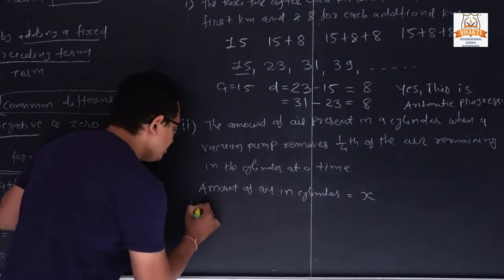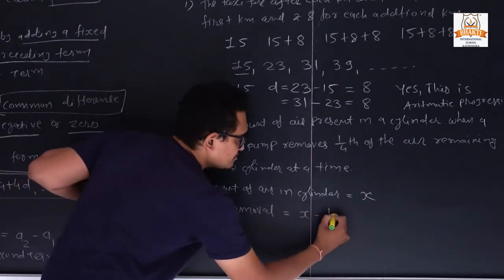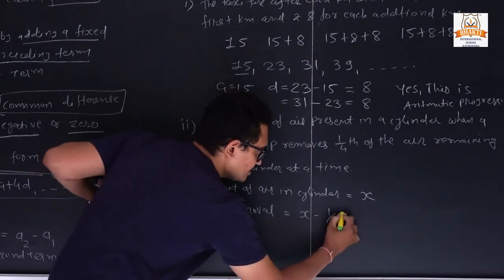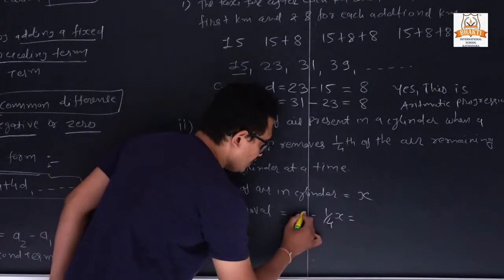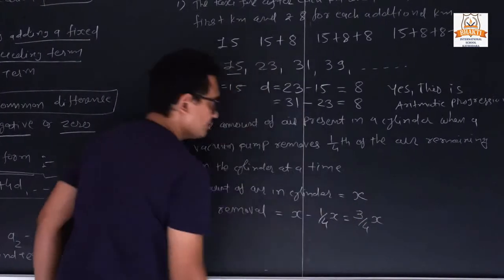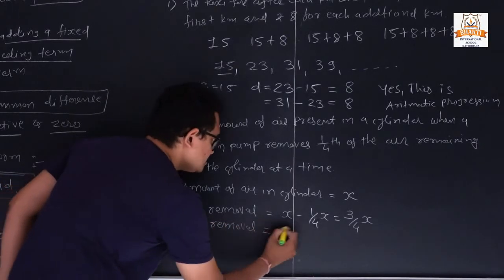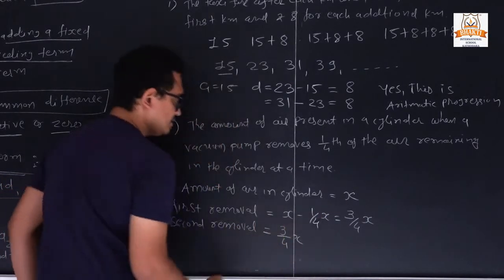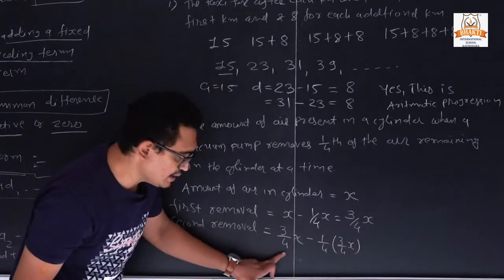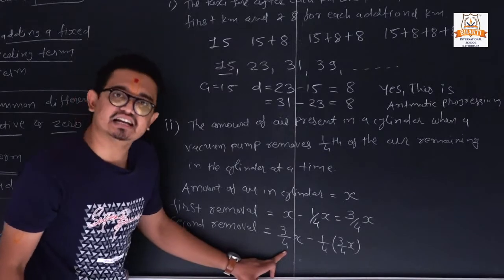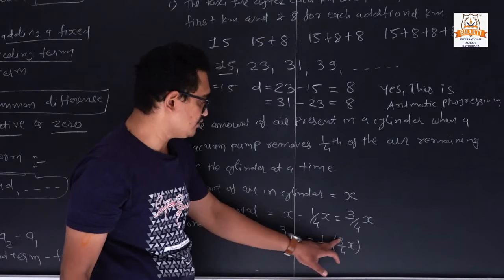So first removal: x minus 1 by 4 x. Four ones are 4, we take 4 as our LCM. So 4x minus x, it is 3 by 4 x. Now second removal: 3 by 4 x minus 1/4 of 3 by 4 x. Because now we have 3 by 4 x air in our cylinder, and now we remove the 1/4 portion of the remaining. So it will be 1/4 of 3 by 4 x.